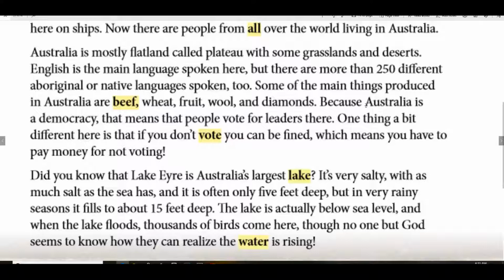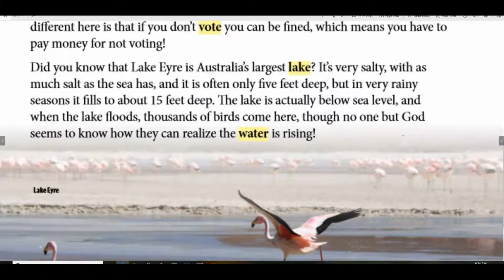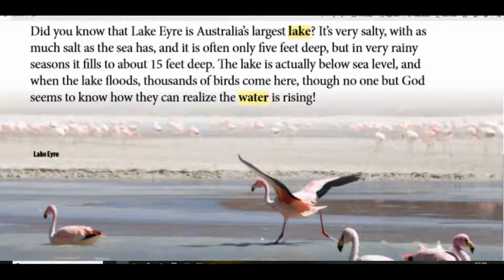Sheep. Because Australia is a democracy. Now, this is a very important word. Australia is a democracy. That means that people vote for leaders there. And one thing a bit different here is that if you don't vote, you can be fined, which means that you got to pay money if you don't vote. Do you think that's good or bad? I don't know. Did you know that Lake Erie is Australia's largest lake?